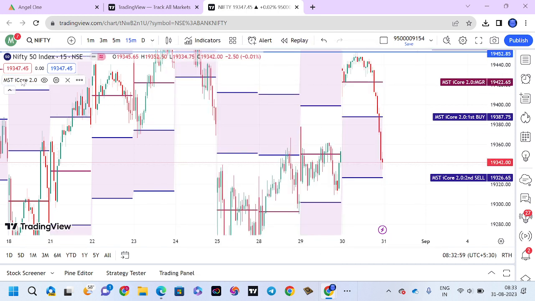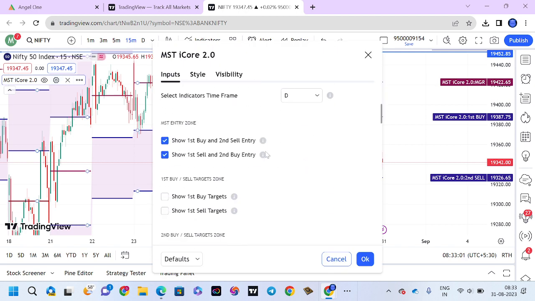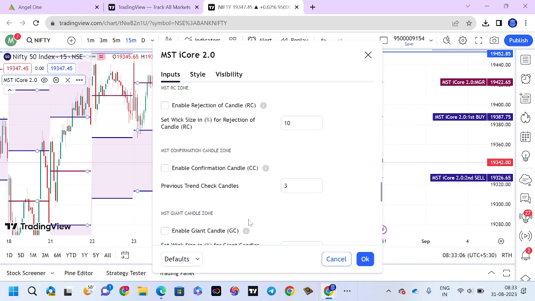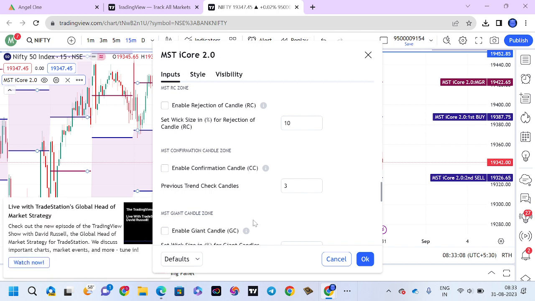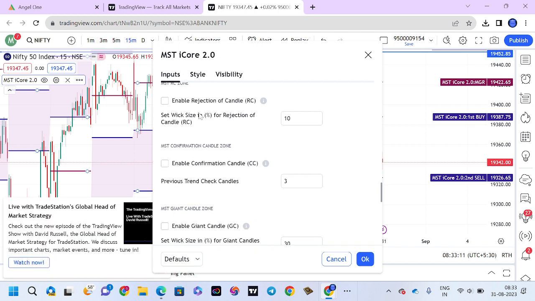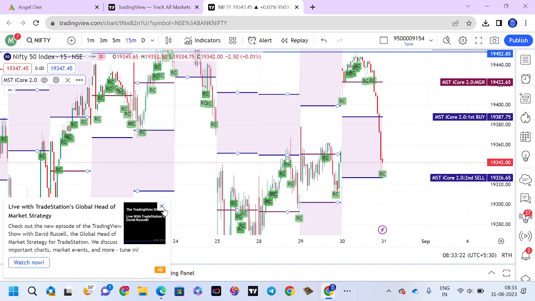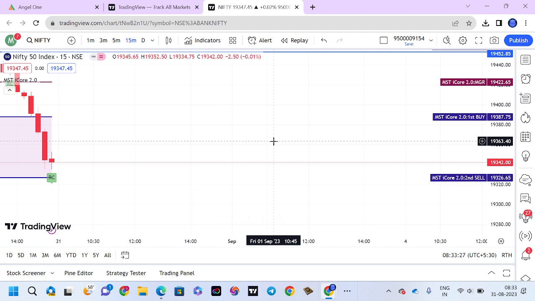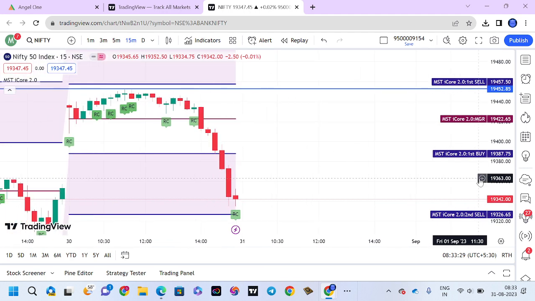Then what is the next thing you have given in the indicator? Yes, this one: rejection candle, confirmation candle, and GC candle. If you are not comfortable using this, you can just look at the candle. Where is the rejection? Where is the confirmation? You can see all of it yourself. Okay.